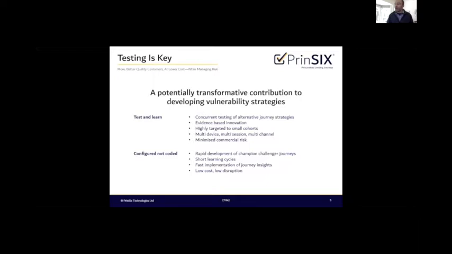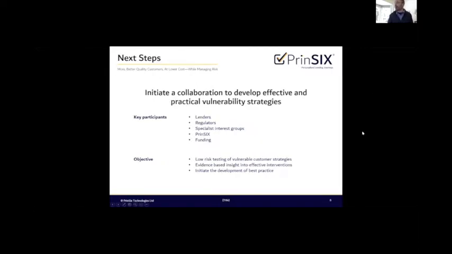Okay, thank you. Yeah. And journeys can give you actual insight, and the cost is low and undisruptive. So finally, very quickly, out of this, what I would love to do is find lenders, regulators, specialists, interest groups, us, with some funding to test this. Let's put journeys live through collaboration and start getting true evidence of what are good ways of combined journeys.